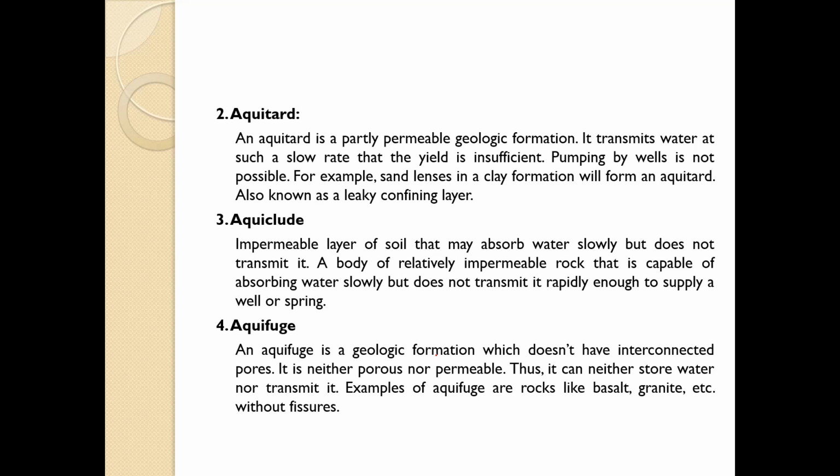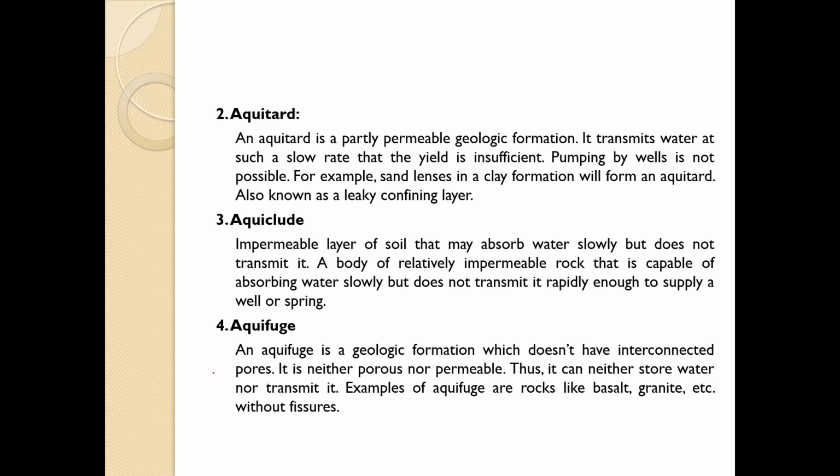An aquitard is a partly permeable geological formation. It transmits water at such a slow rate that the yield is insufficient. Pumping by well is not possible. For example, sand lenses in a clay formation will form an aquitard, also known as a leaky confined layer. So basically it transmits the water, but at a very slow rate. This is called an aquitard.